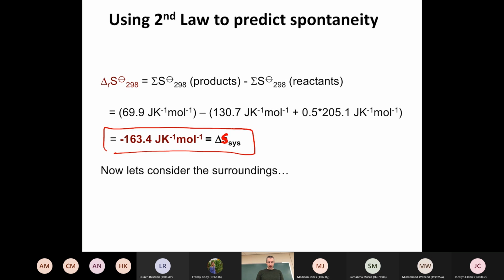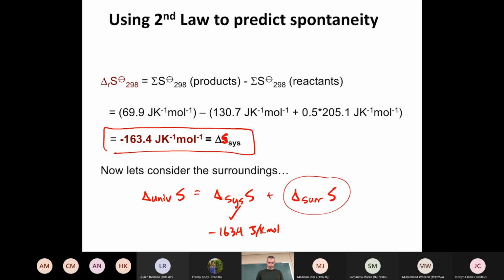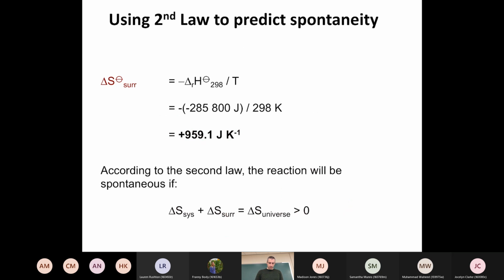Now we have to consider as well, because just looking at the system alone, you might predict this reaction to be not spontaneous, because we need a positive delta S universe, but we only have one part, right? Because delta S universe is the sum of the delta S of the system plus the delta S of the surroundings. So we have this value, negative 163.4 joules per K mole. Now we need to calculate the delta S of the surroundings. We can do that, no problem.